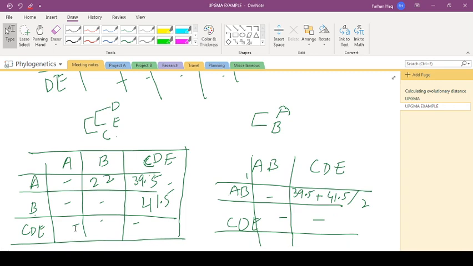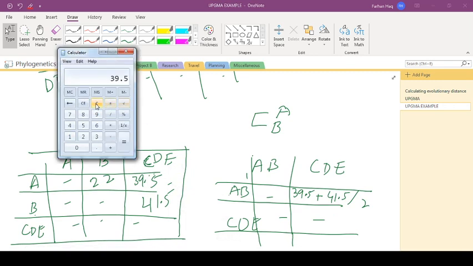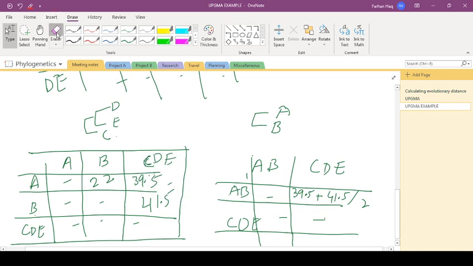So just to complete everything, 39.5 plus 41.5, divided by 2, that is 40.5, right? So here we will write 40.5. This is the final distance. So this is the final matrix.